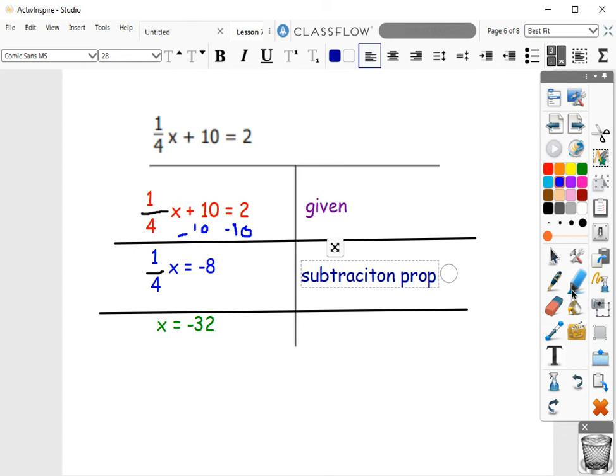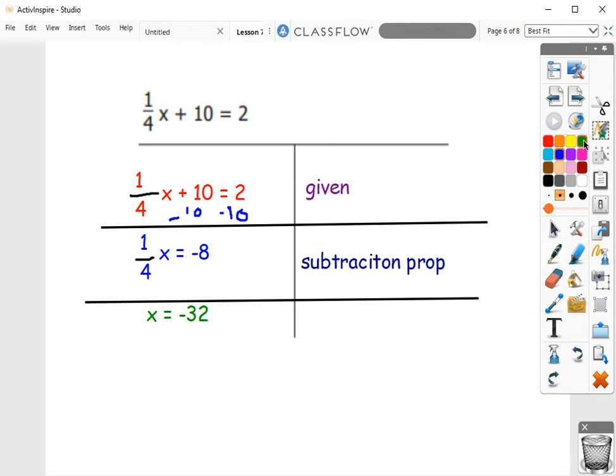Now, the next thing I want to talk about is that fraction. When we have fractions, I hate fractions, so we have to multiply by the reciprocal, 4 over 1, which is also the same as 4. So I multiply times 4 on the left, and I multiply on the right side as well with times 4. Notice it's getting bigger.